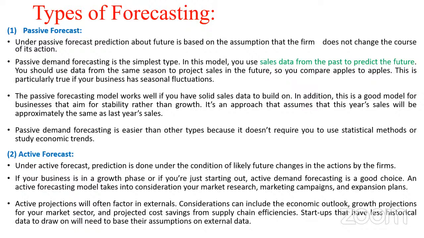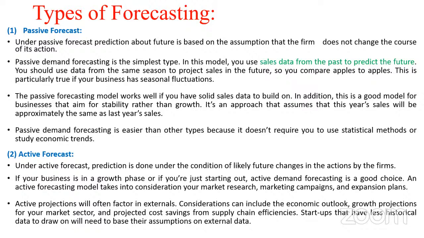This is particularly true if your business has seasonal fluctuations. Why is it called seasonal fluctuation? Because you know the trend data. Trend data means short-term fluctuations, long-term oscillations or seasonal oscillations, that is, upswing and downswing of demand. The upswing and downswing of demand take place due to the peak season, when demand is more, and the off season, when demand is less.